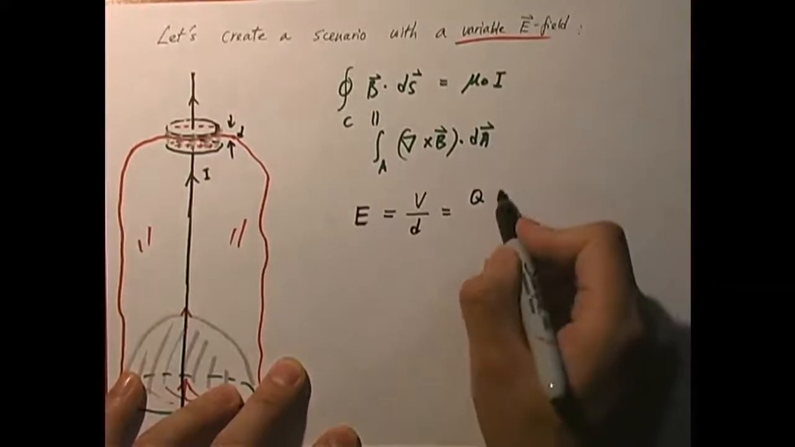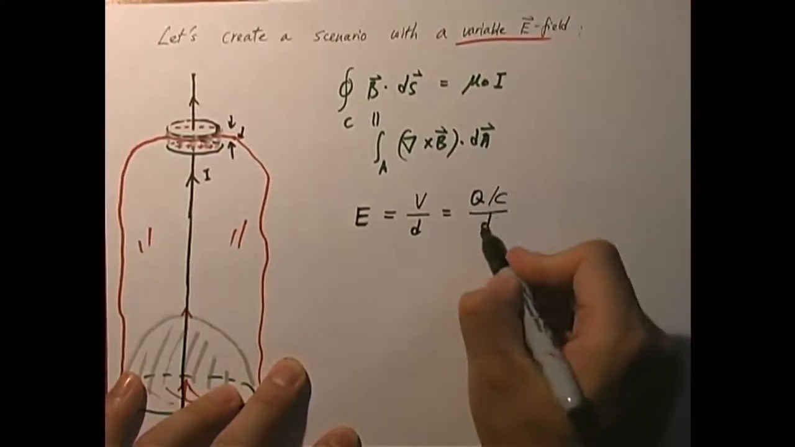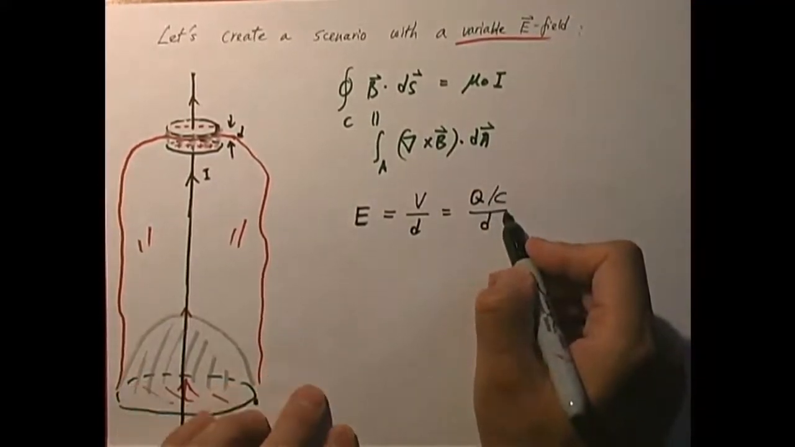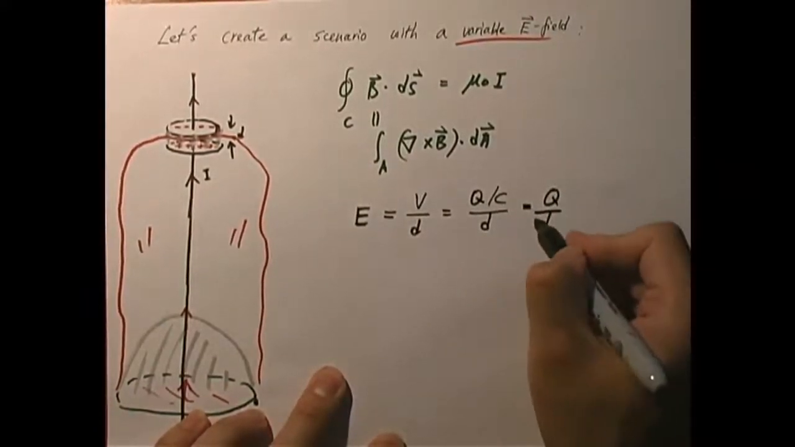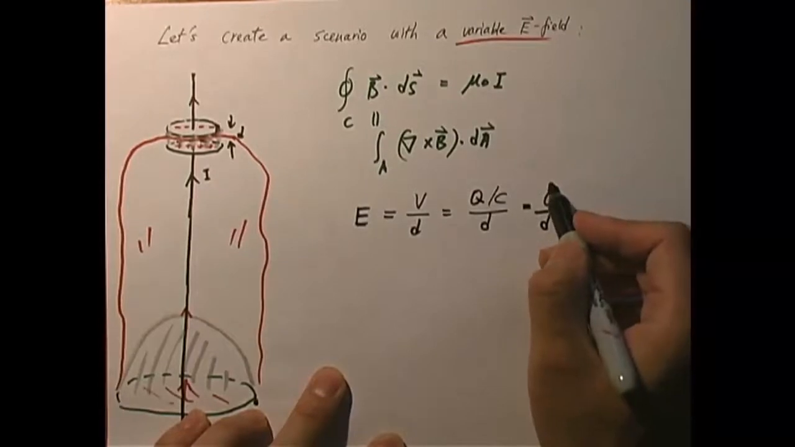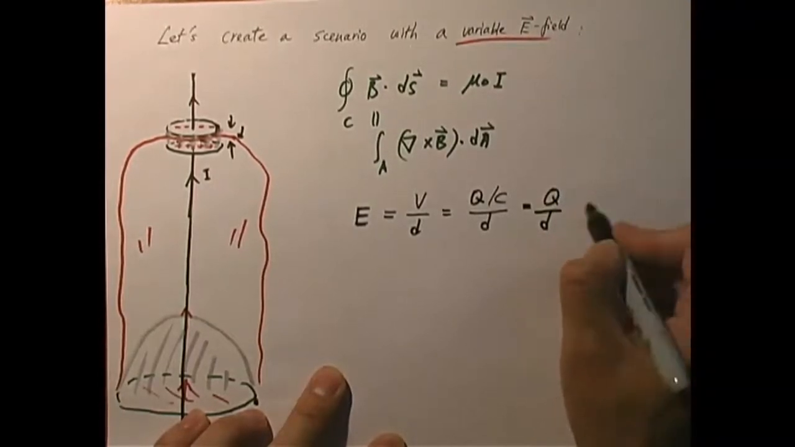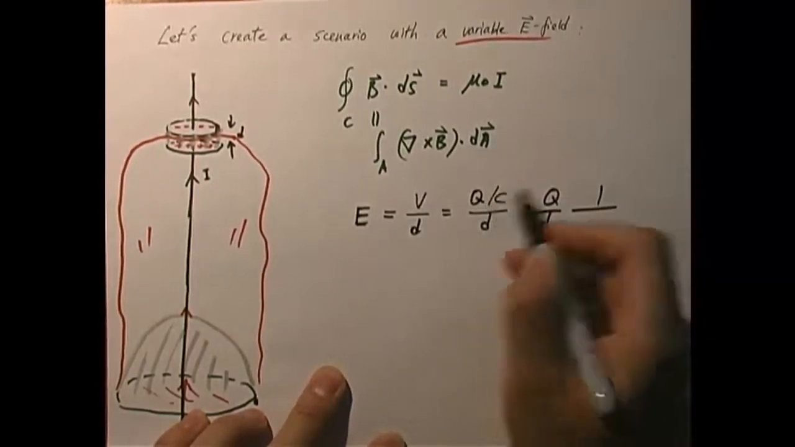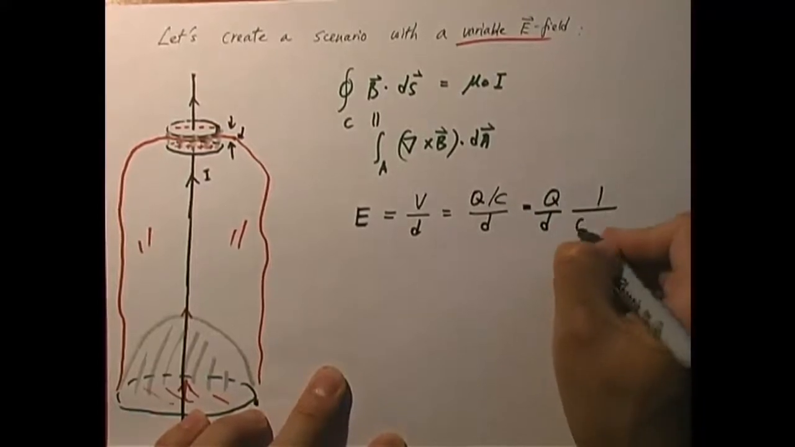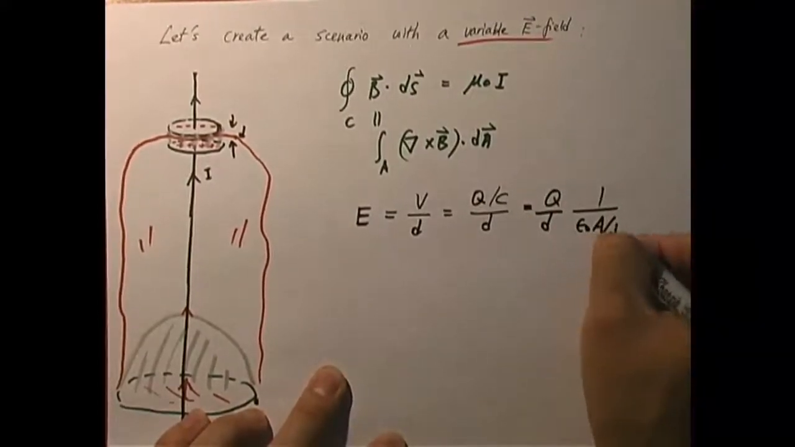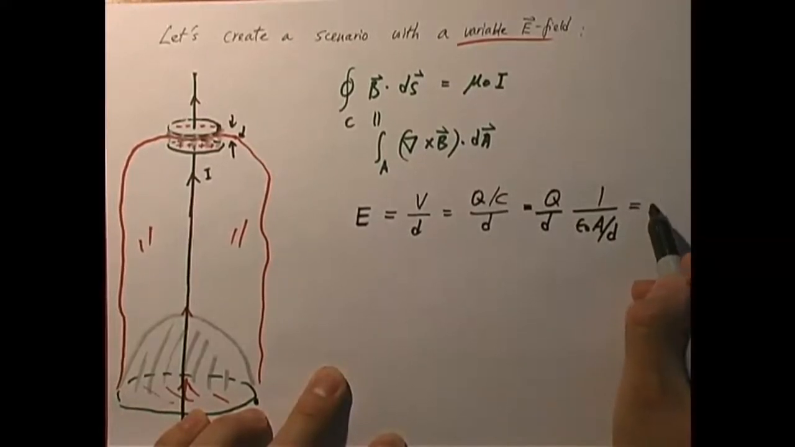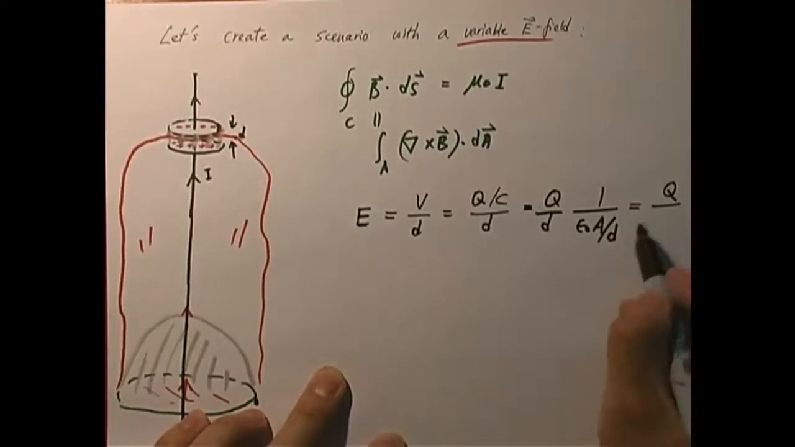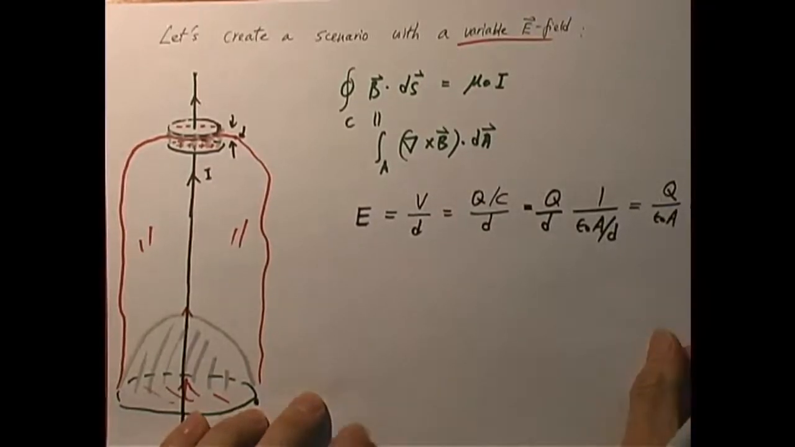And V is Q over C by definition of the capacitance, and because this is a parallel plate capacitor, you remember what C is? Epsilon naught A over d, remember? So when divided by C, it's epsilon naught A over d. So you see d and d cancel out. So what do you have left? E is equal to Q over epsilon naught A. Okay?